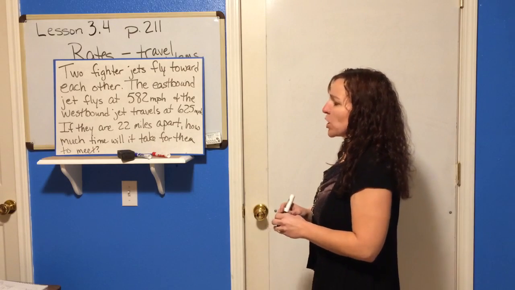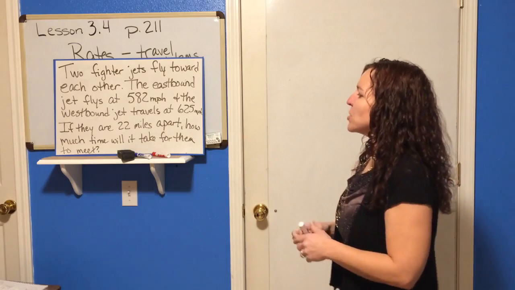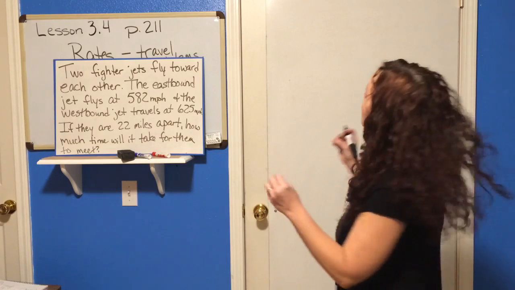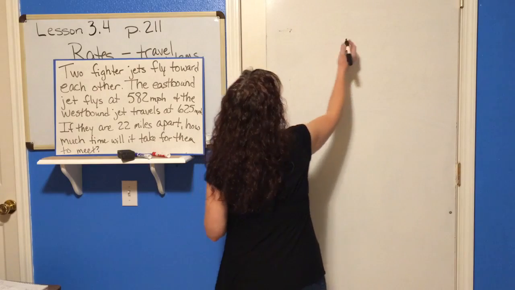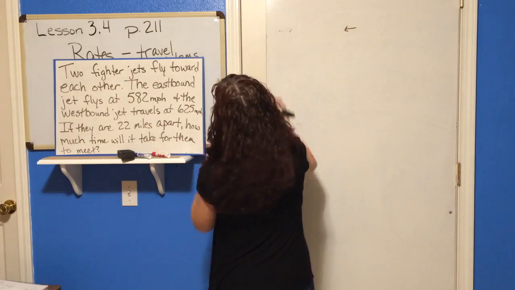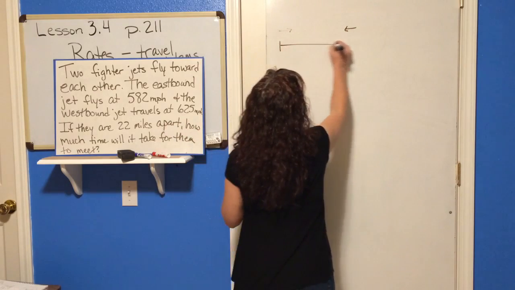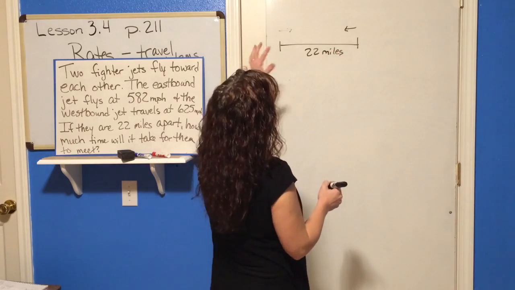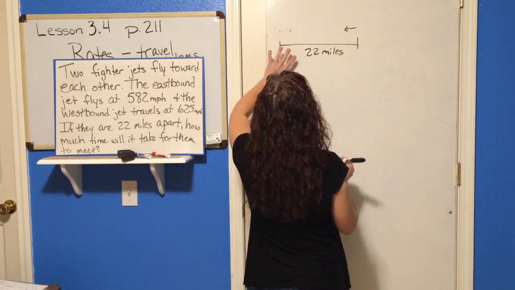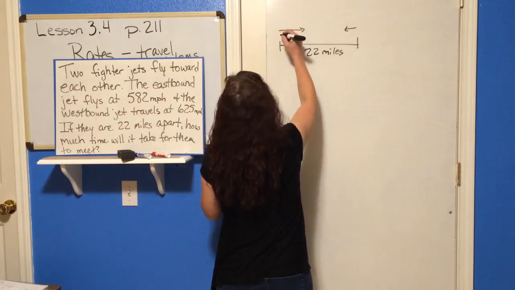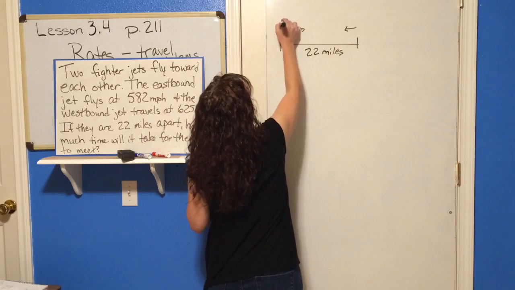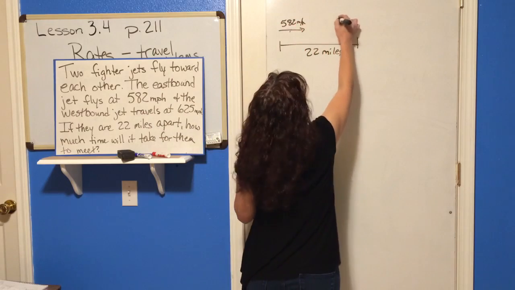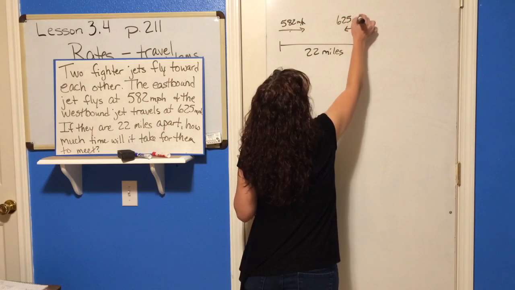If they're 22 miles apart when they start, how much time will it take for them to meet? So your first step is going to be to draw a little picture. It doesn't have to be lovely. So we've got one airplane traveling this way and one airplane traveling this way, and we know that the distance apart is 22 miles. We don't know how far each of these planes is traveling, but we do know that this one is traveling at 582 miles per hour, and this one is traveling at 625 miles per hour.